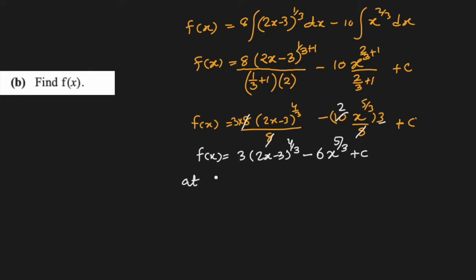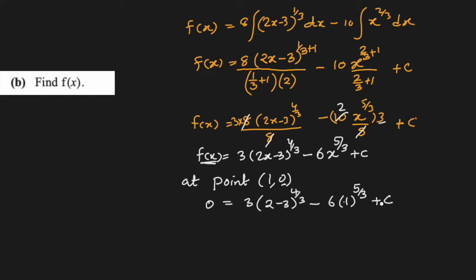At x equal to 1, y will become 0 and x will become 1. That's what we'll do here. Now 0 equal to 3 times (2 times 1 minus 3) to the power 1/3, minus 6 times 1 to the power 5/3, plus c.